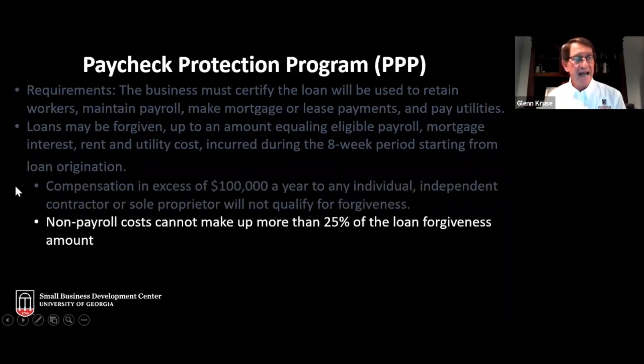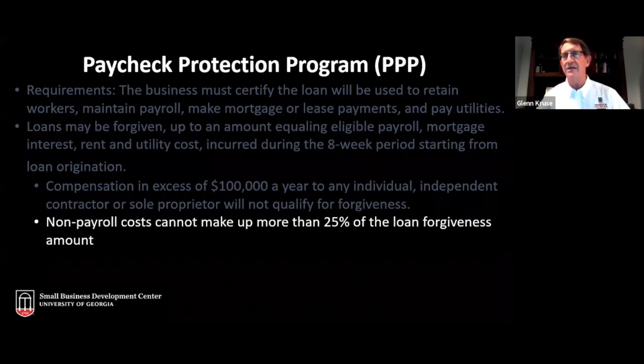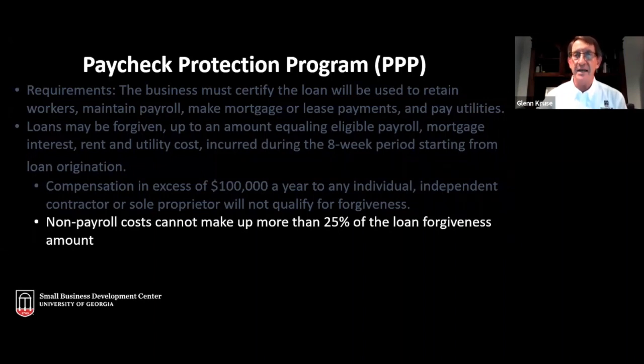This was something that was added recently when the SBA gave some guidance to the lenders. Non-payroll costs that you include in your loan forgiveness request cannot make up more than 25% of that. So again, let's say you took down that loan example we had earlier. You could have taken a $250,000 loan down. When you go and apply, you cannot have more than 25% of that $250,000 be non-payroll expenses. So keep track of that as well.